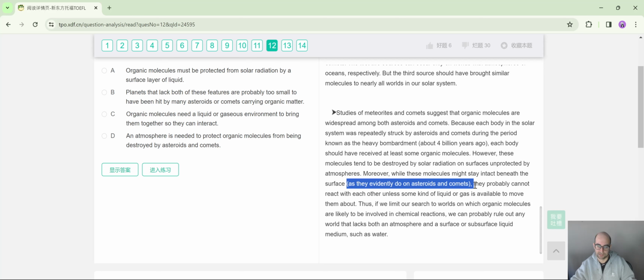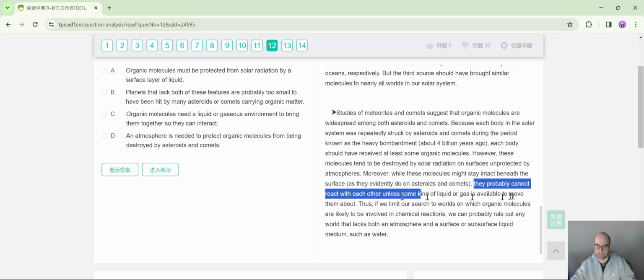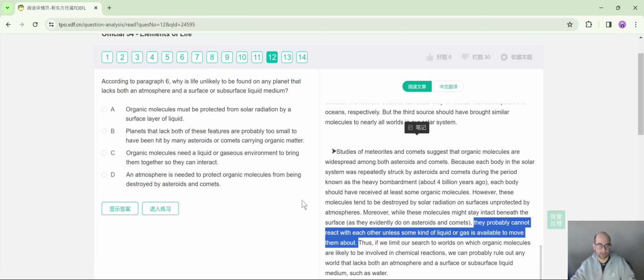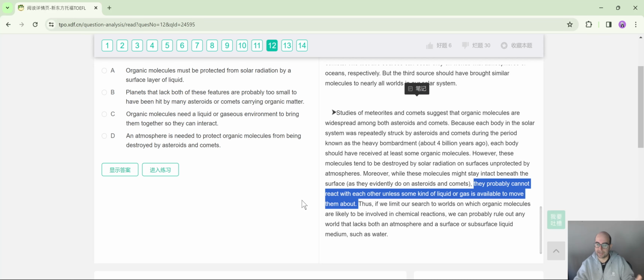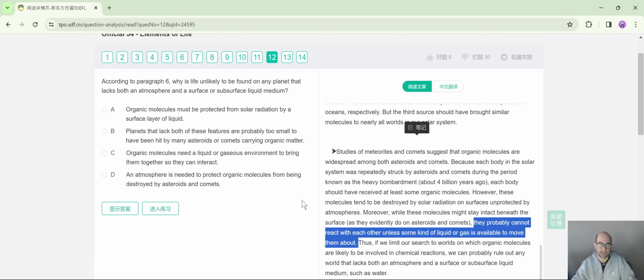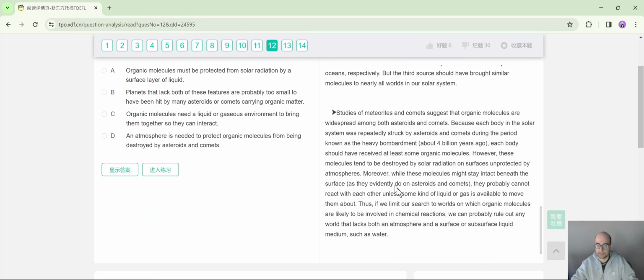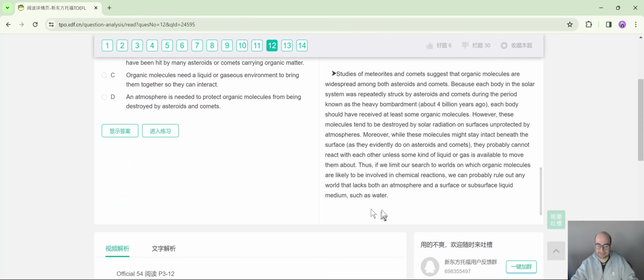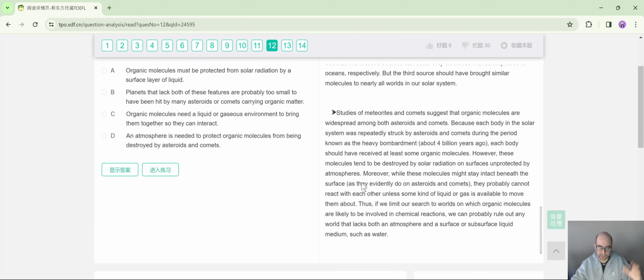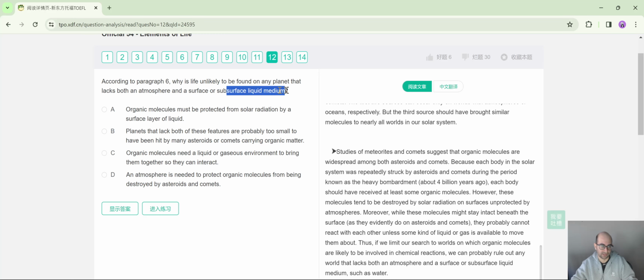So extra insight or information, as they evidently do on asteroids and comets. But, so it's a while sentence. Imagine you have this but, this kind of surprise. They probably cannot react with each other unless some kind of liquid or gas is available to move them about. Okay, so, well, if they're talking about organic materials here, or molecules, I should say, that's referring to life. It's just synonymous with life, based on what we read in the passage so far. So if it's unlikely to be found here, let's keep going. So, because we haven't found surface or subsurface liquid medium, right?